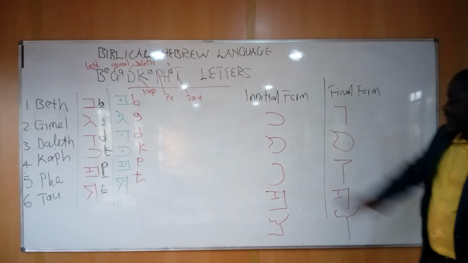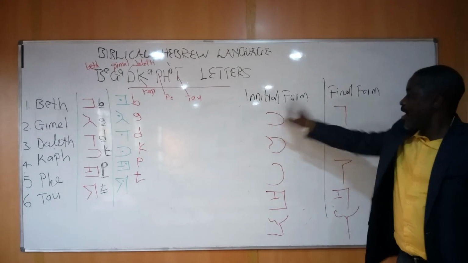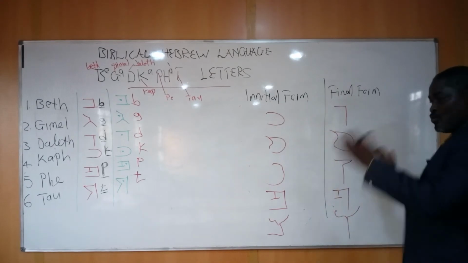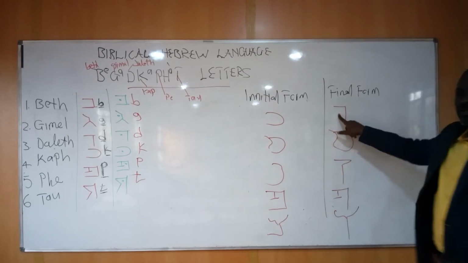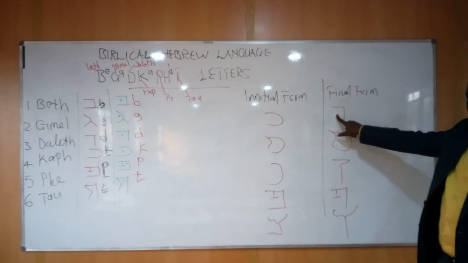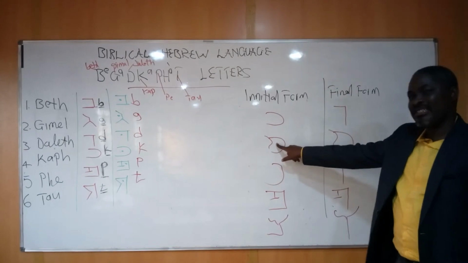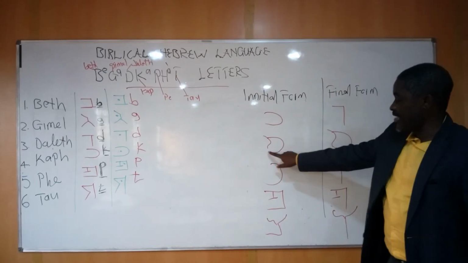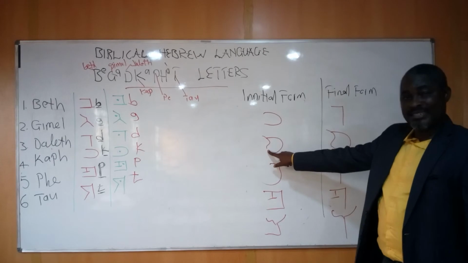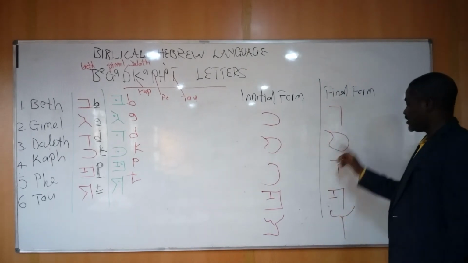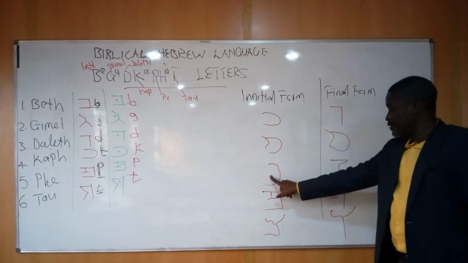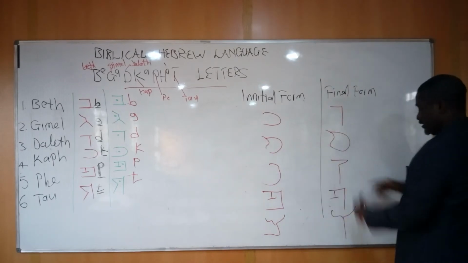It is elongated. This one is Kaf when it begins a word or is in the middle of a word, but when it ends a word, it becomes this. The same thing with Mem. When it is at the beginning or the middle of a word, there's always a space here, it's not closed, but when it ends a word, it changes to this. The same thing with Nun. It bends inside and changes to this.